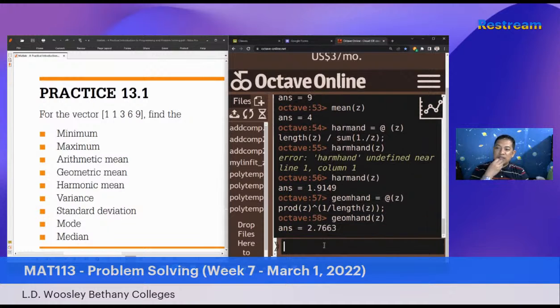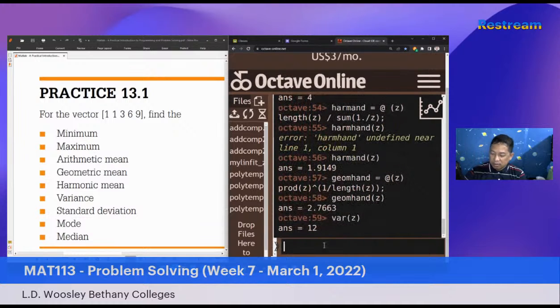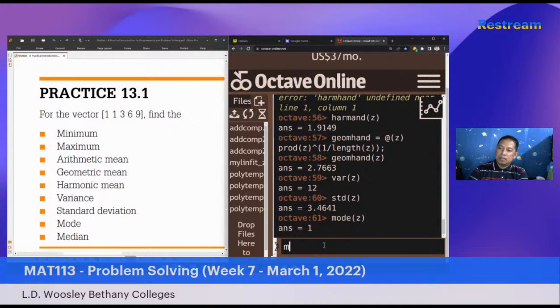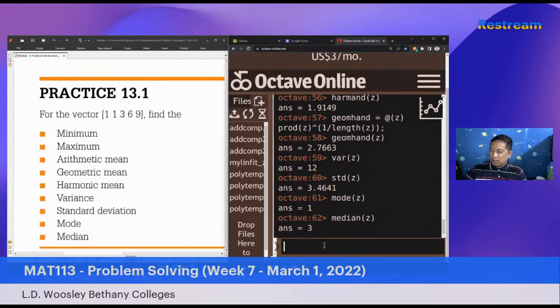Okay, so here's the computation for the geometric mean. Then of course the variance, so we could compute var of z. Then the standard deviation, std of z. The mode of z is equal to 1. The median of z. So that's it. We're done with statistics.